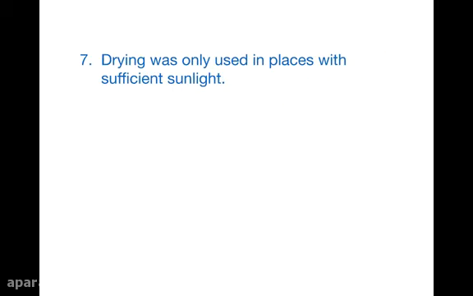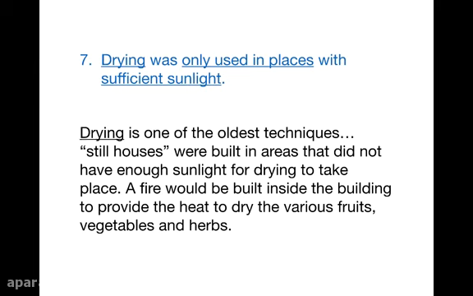Drying was only used in places with sufficient sunlight. When we get on to paragraph C, we find drying is one of the oldest techniques. And later, still houses were built in areas that did not have enough sunlight for drying to take place. So this is already saying that areas with not enough sunlight, still houses were built for drying to take place.